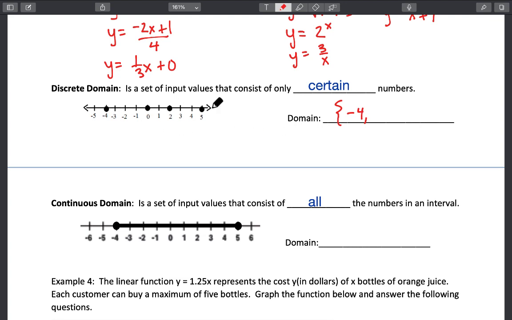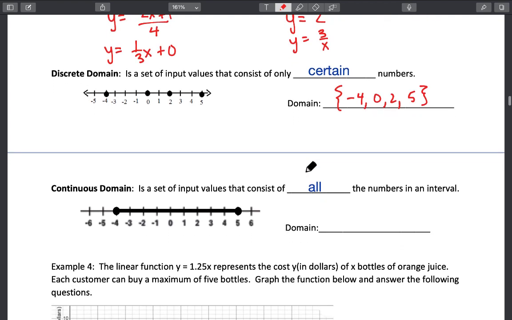So we have -4, 0, 2, and +5. And we'll close that up. So this is a discrete domain. We're going to list each individual integer here that's listed with a closed circle.